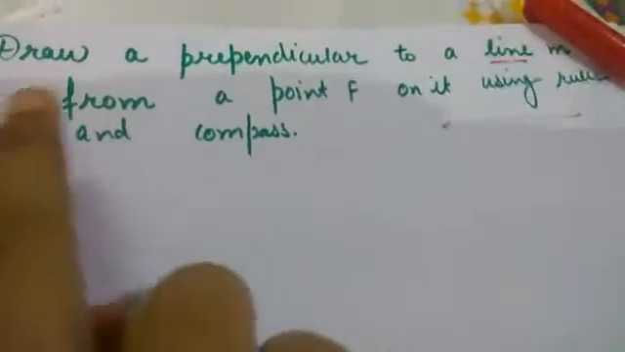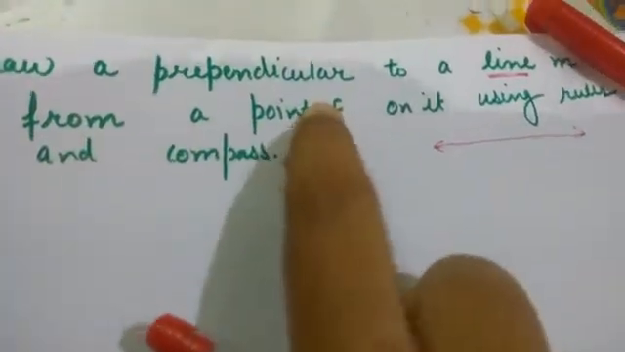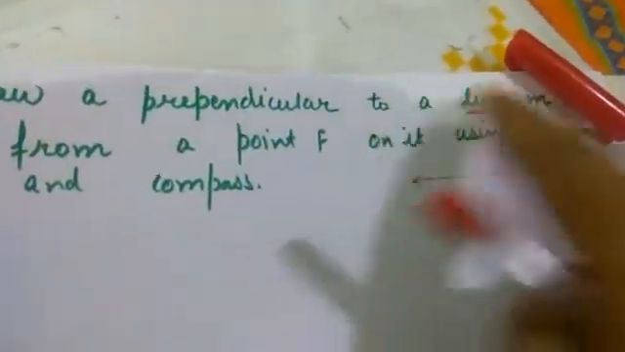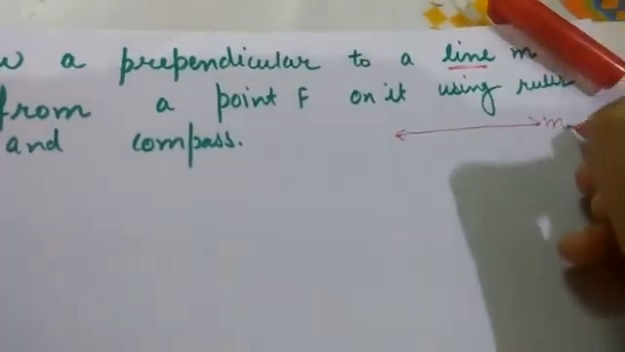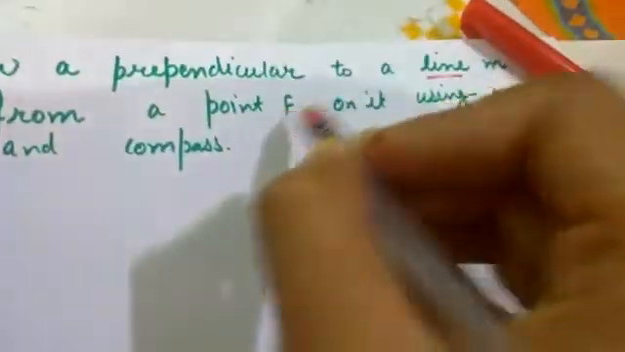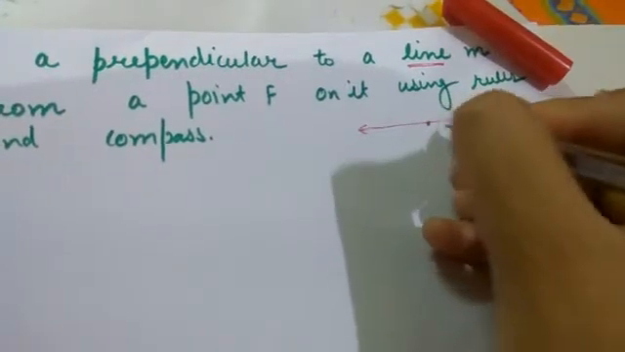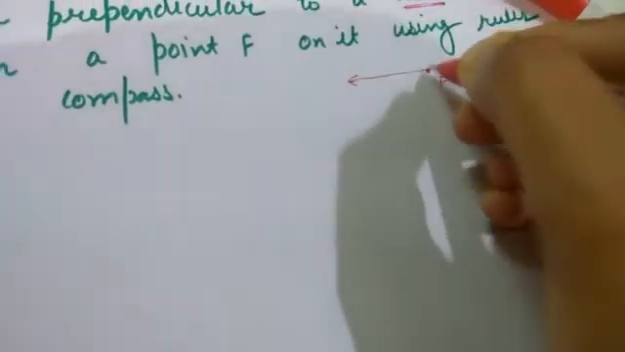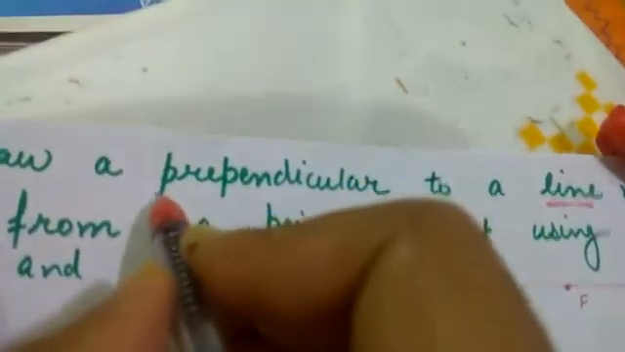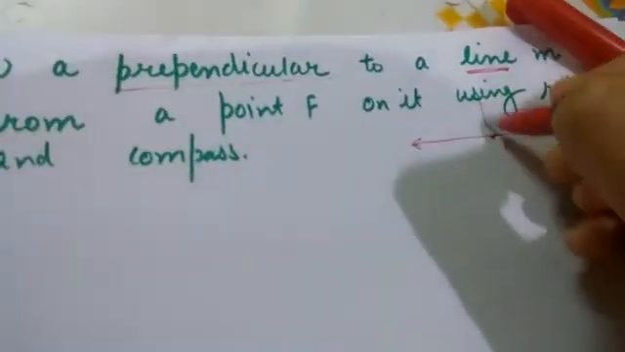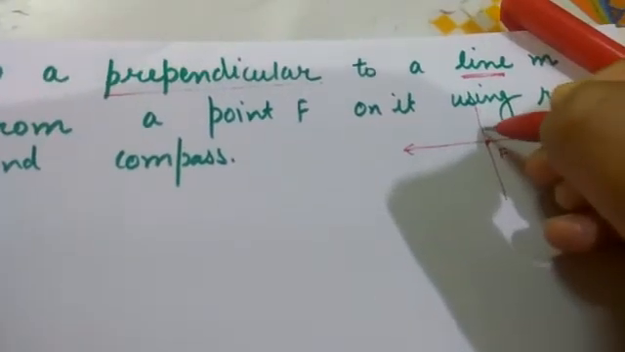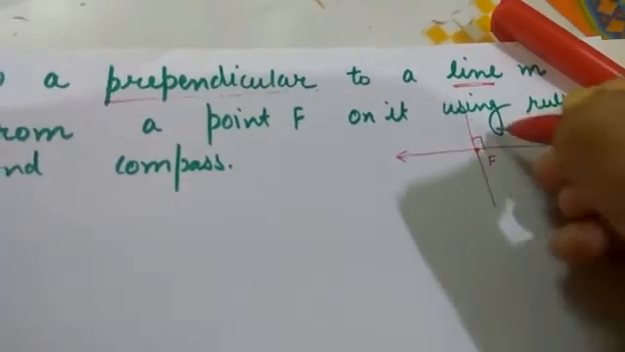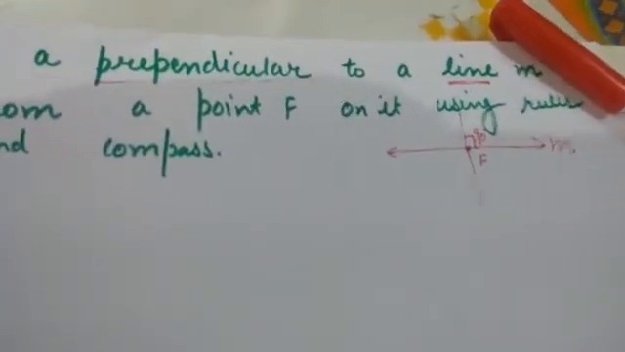Now the next line they have written: from a point F, draw a perpendicular to a line M. This is a line M. From a point F on it means there exists any point F on this line. On this point F, I have to draw a perpendicular like this way. Means a line I have to draw such that this angle must be of 90 degree. This I want to do actually. Get it? So we are starting this question.